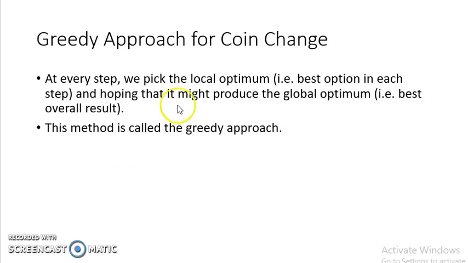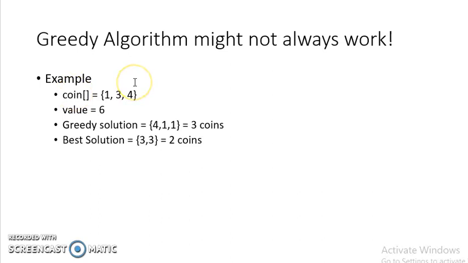So as you have seen, you're always picking the local optimum, in this case the maximum value coin, and you hope that it would lead to the global optimum at the end. So this is called the greedy approach. But it might not always work. So let's say you have coins of value 1, 3, 4, and the value that you want to provide the change for is rupees 6.